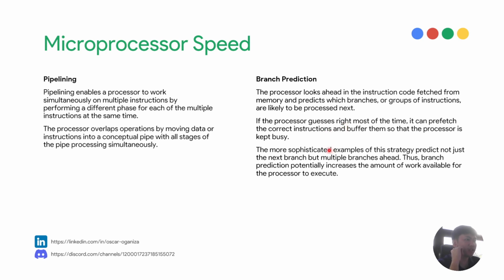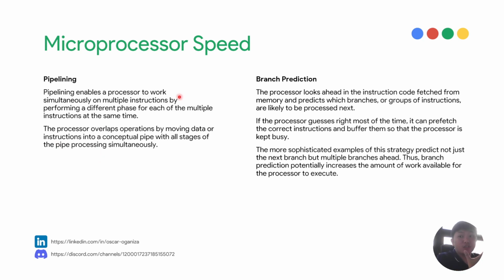The more sophisticated examples of this strategy predict not just the next branch but multiple branches ahead. Thus, branch prediction potentially increases the amount of work available for the processor to execute. Okay? So unlike pipelining na pinagsasabay-sabay lahat, yung kahit anong phase ba siya, sabi yan, multiple instructions, nagkakaroon na ng overlapping sa mga pipes by moving data and instructions.